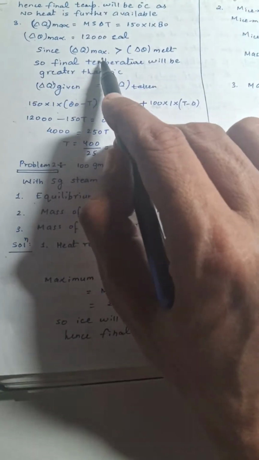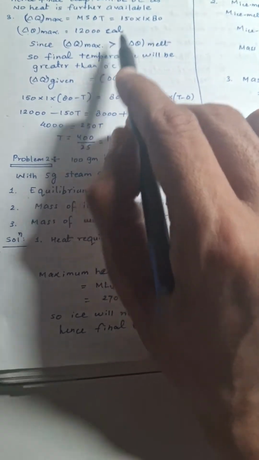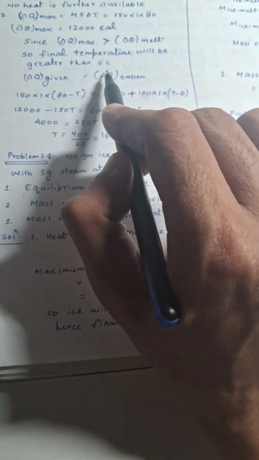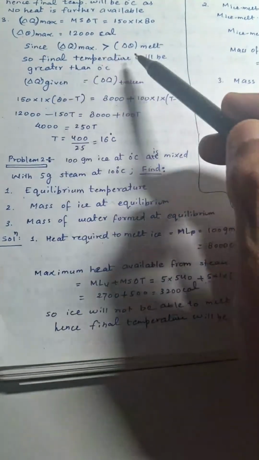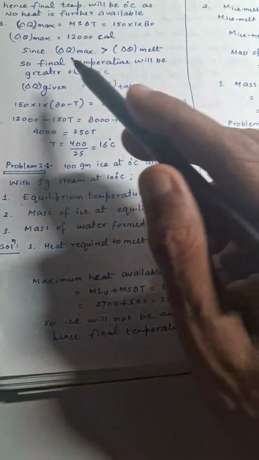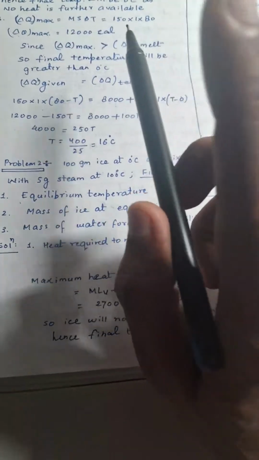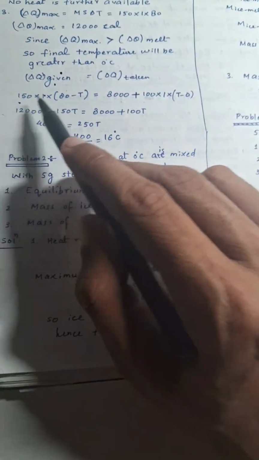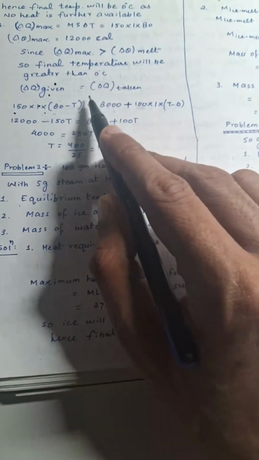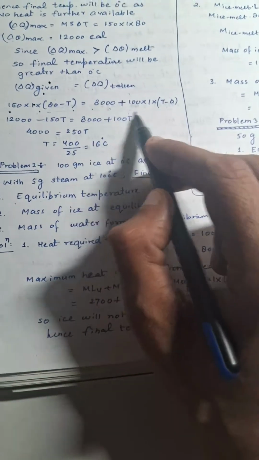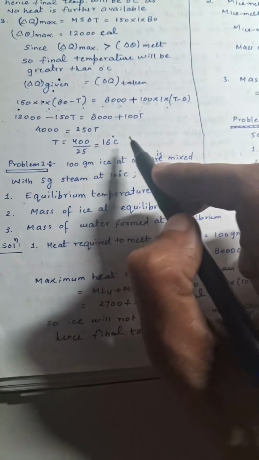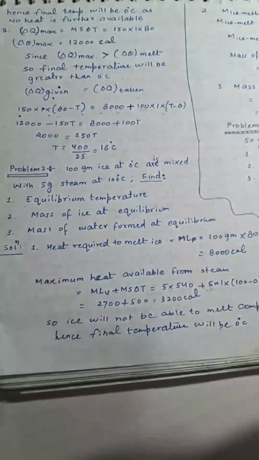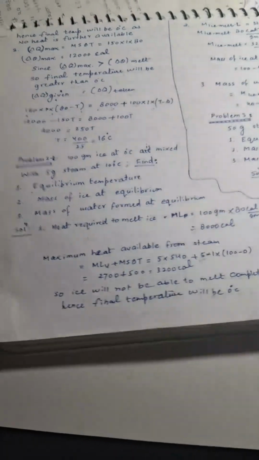While in the third case we have maximum heat available as 12,000. So 8,000 is used for melting the ice completely. Now still 4,000 calorie heat is available, which will increase the temperature. So the final temperature in this case will be T. Now we again have to design the solution for temperature T, not for 0. So heat given by water will be 150 into 1 into (80 minus T), and heat taken by the ice will be 8000 plus msΔT. So from here there are calculations involving temperature which will give the result of 16 degrees centigrade. So this is how we can do the things.